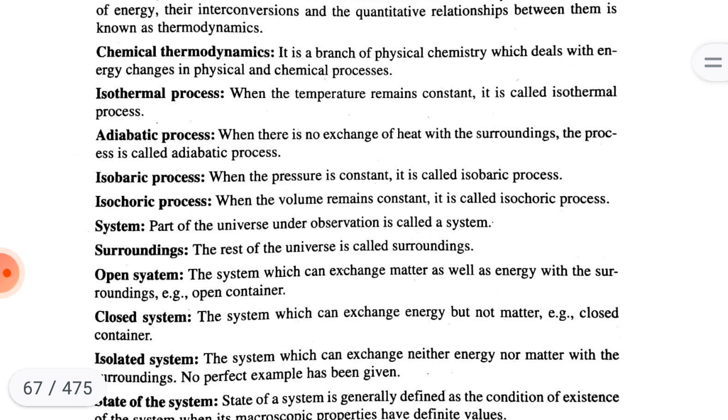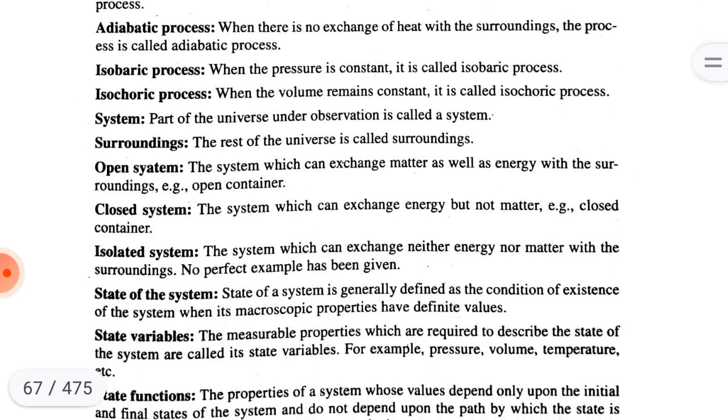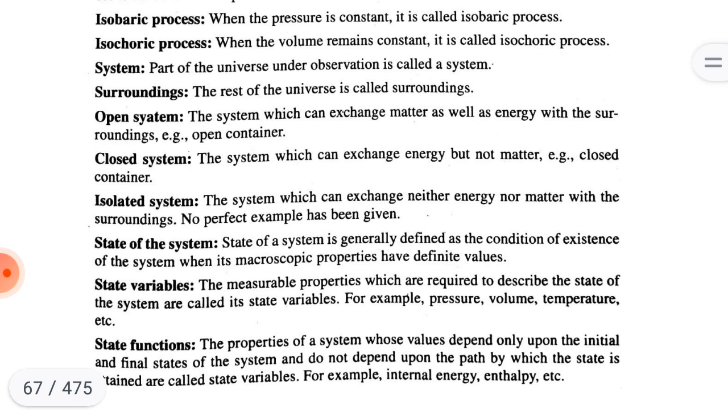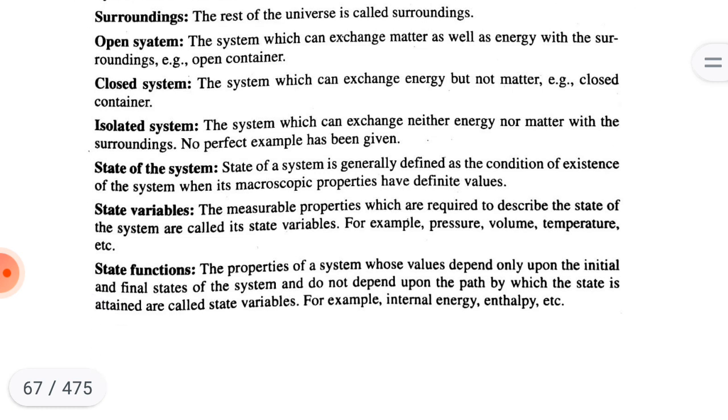System. Part of the universe under observation is called a system. Surrounding. The rest of the universe is called surrounding. Open system. The system which can exchange matter as well as energy with the surrounding. Example, open container. Closed system. The system which can exchange energy but not matter. Example, closed container. Isolated system. The system which can exchange neither energy nor matter with the surrounding. No perfect example has been given.